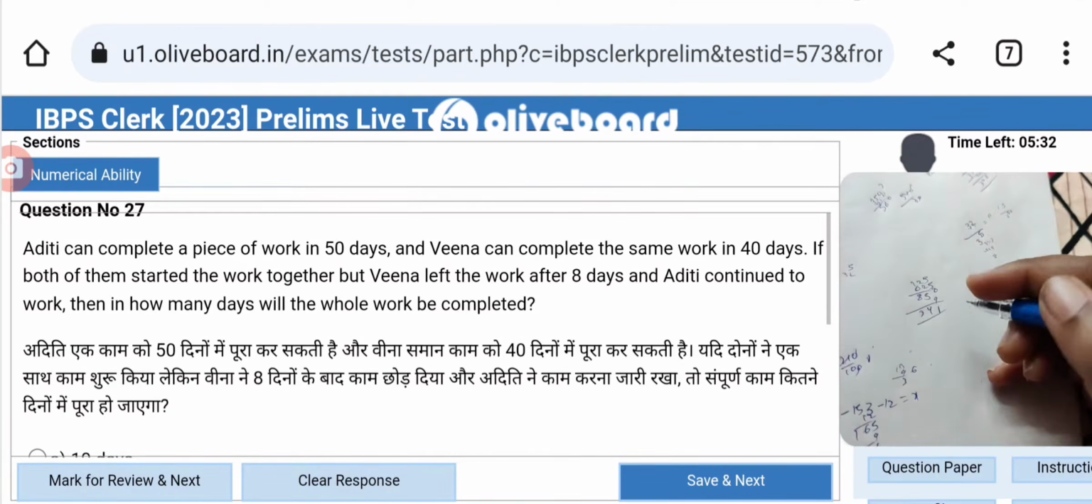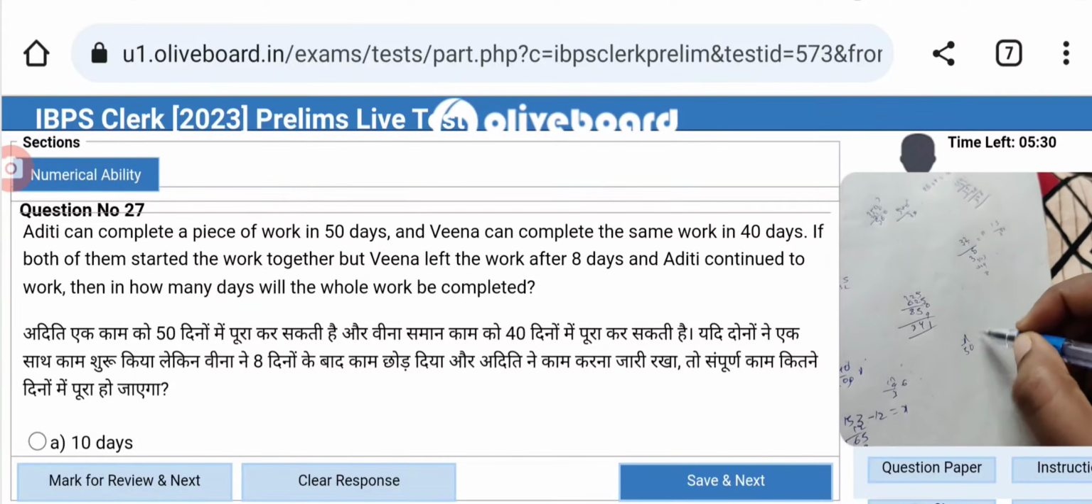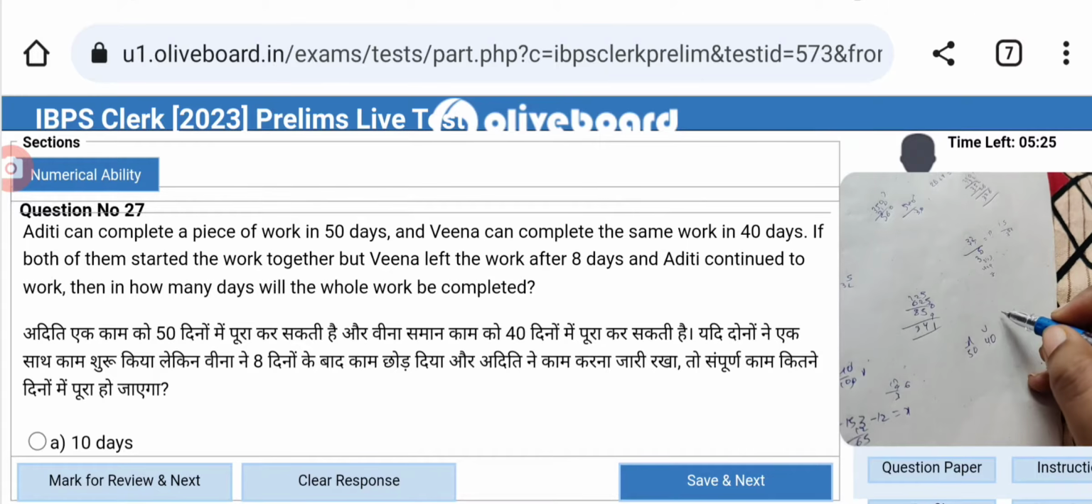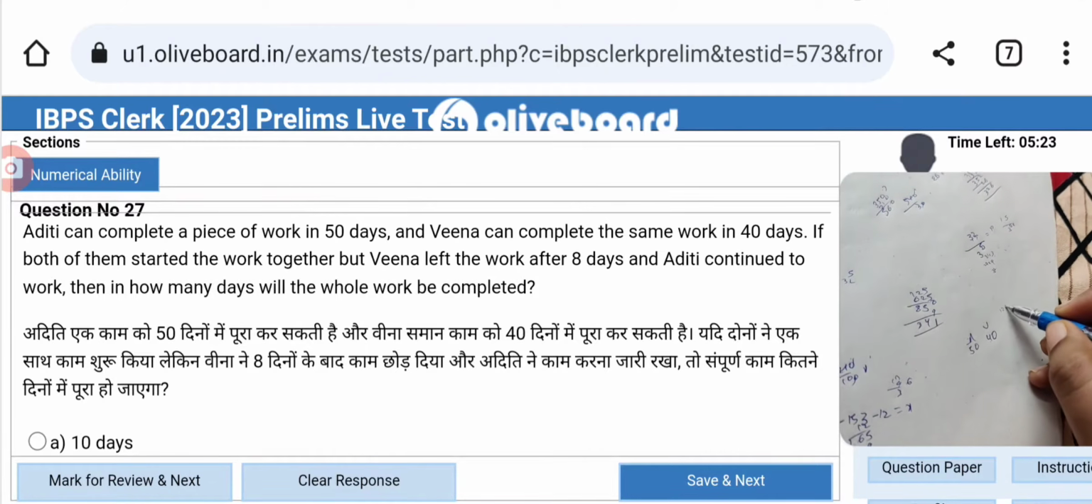Next one, Adi completes 50, we now 40. 20 means to 4.